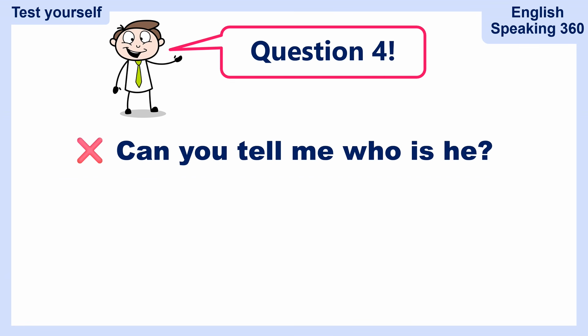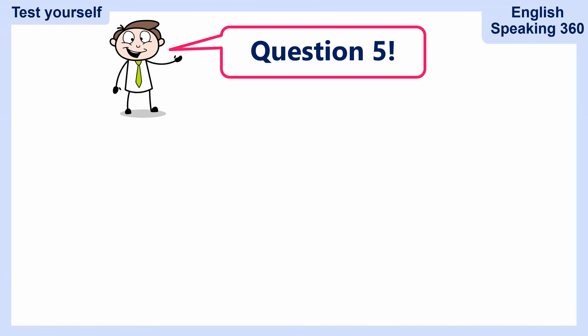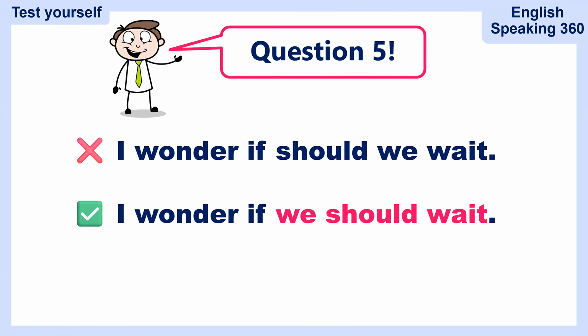We hear that pretty often, so make sure you don't say this. Instead, you should say, can you tell me who he is? Is goes after the subject. Question 5. I wonder if should we wait? Here's the correct version. I wonder if we should wait. We should wait is the statement word order.